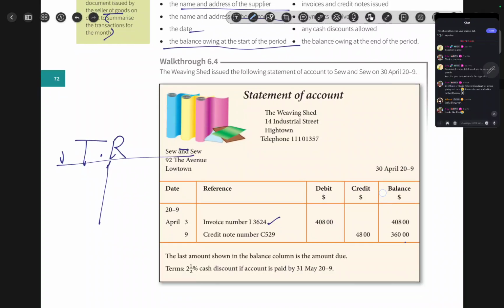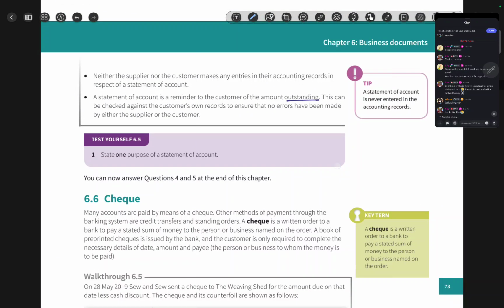So you can see that they have not paid 360. They bought the goods on 3 April, and they have not paid anything till 30th April. Oh, sorry, it was 30th May. So they have time. They have one whole month to pay. But they haven't paid anything, and this is just to remind them that you have $360 left. You have to pay it right now.